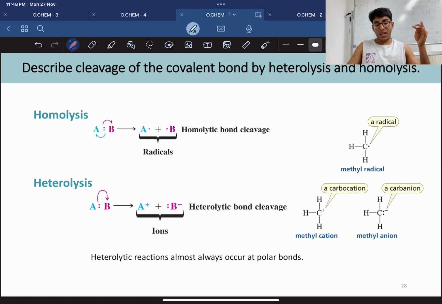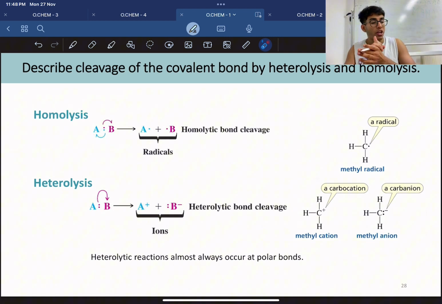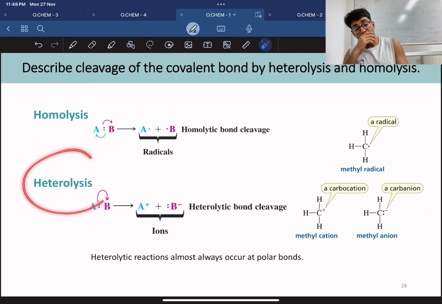Over here it says describe the cleavage of covalent bonds. There are two types of cleavages. What's cleavage? Breakage. You're breaking something, you're splitting something. That's cleavage. Now we have homolysis and heterolysis.